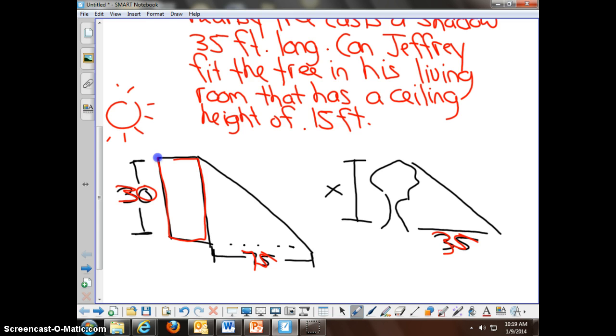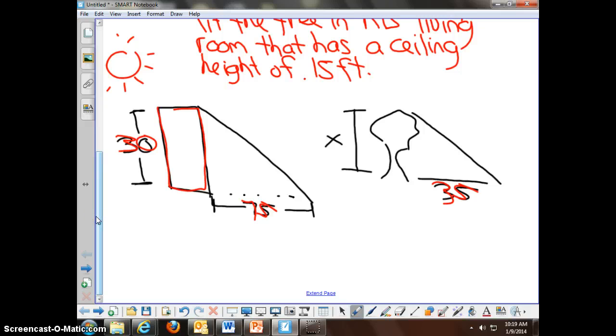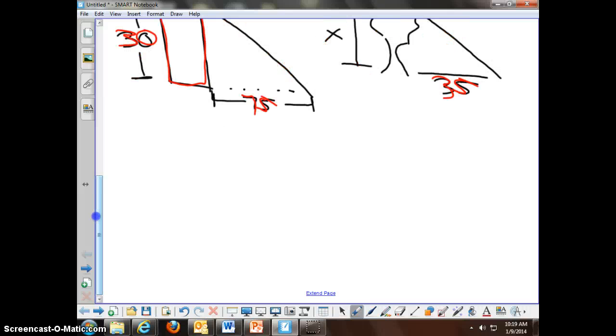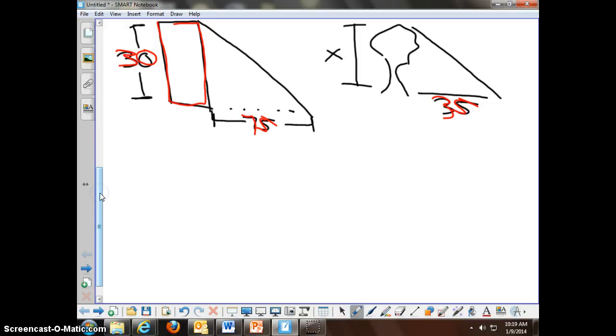So what are you going to do, using indirect measurement, to see if this tree will fit into the living room? Jeffrey, can you tell us how you set this up? You set up a proportion using a couple of ratios. What did you set up for your ratios? I did the height of the building, which is 30 feet tall, over 75 feet, the shadow of the building. Awesome. And then equals X feet over 30. He said it equals the height of the tree, which we don't know, over the shadow length of the tree, which is 35 feet.